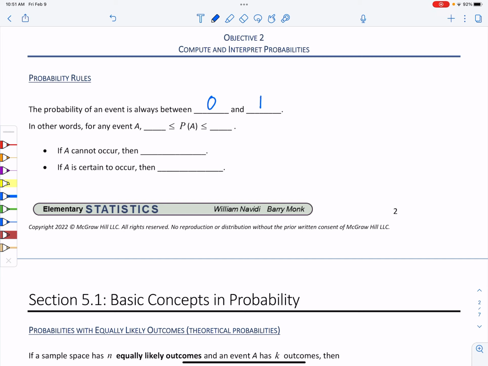If you get something that's negative, you know it can't be right. It's got to stay between 0 and 1, and mathematically, that could be written just like this. If the event cannot occur, if it's impossible, then the probability of that event is equal to 0. If it is certain to occur, then the probability of that event is equal to 1. Okay, these are just things to keep in your mind when you're calculating probability.